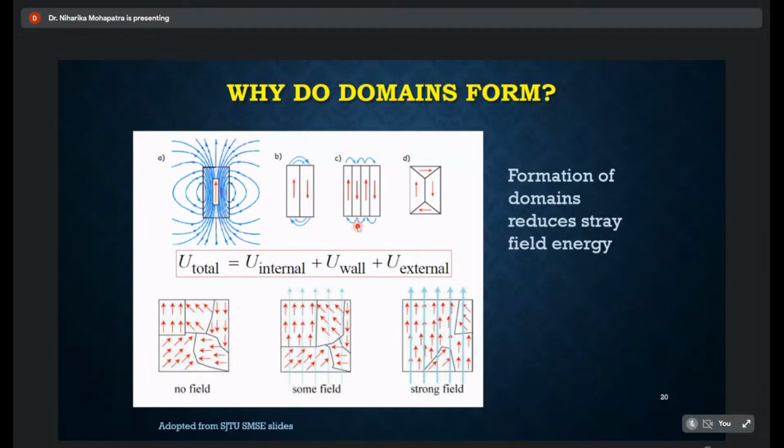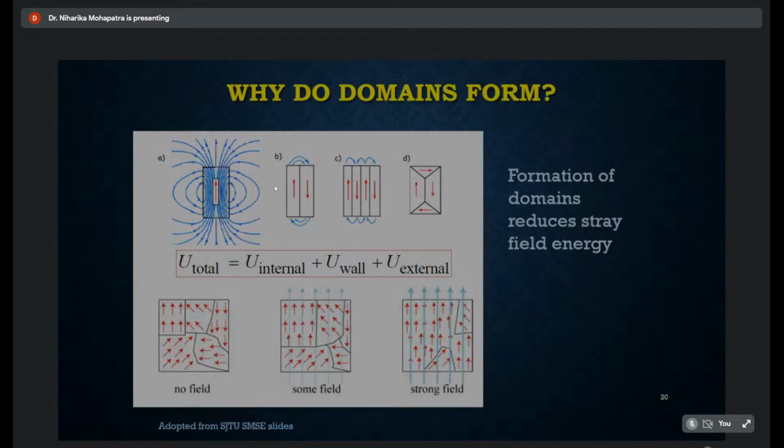Then the question comes: all the spins should be randomized then, so that there won't be any stray field. So then what is the role of exchange? The exchange interaction tries to make the spins align in one direction, whereas this stray field or magnetostatic field tries to demagnetize or break into domains. So to keep a balance, there is another term that comes, known as magnetocrystalline anisotropy.